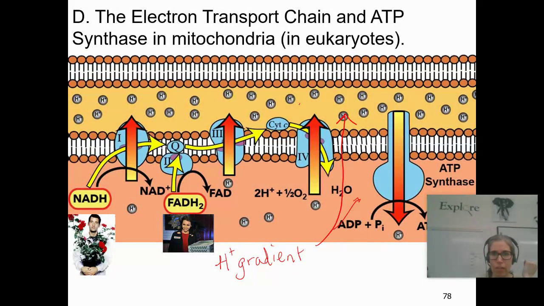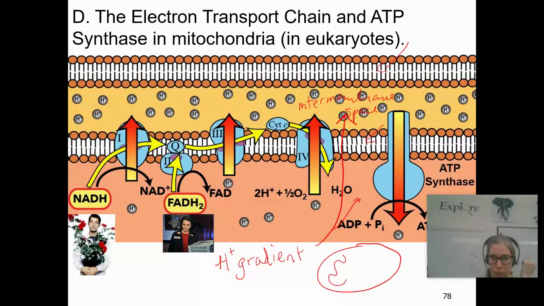So this is the intermembrane space, and you can see that it's between two different membranes, this membrane and this membrane. So if you're looking at a mitochondrion, the intermembrane space is where the hydrogen ions end up. That's right here. This stuff here is called the matrix, and that's what this part is.